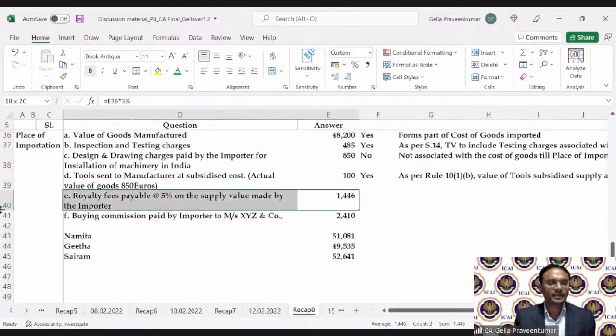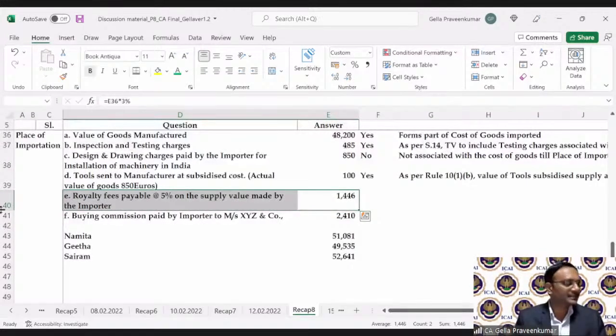Moving further. Royalty fee payable at the rate of 5% on the supply value made by the importer. So here, look at your clause C. Come to page number 4.22. Royalty and license fee. What do they say? Royalty and license fee related to the imported goods that the buyer is required to pay directly or indirectly as a condition of the sale of the goods being valued, to the extent that such royalties and fee are not included in the price actually paid or payable.